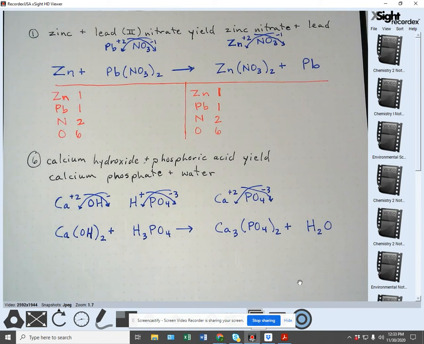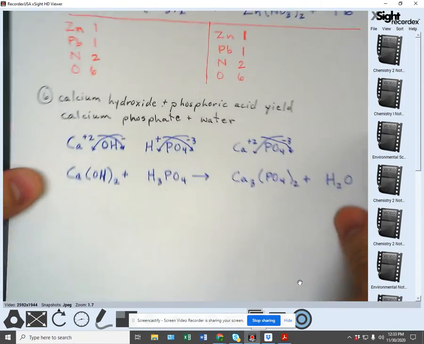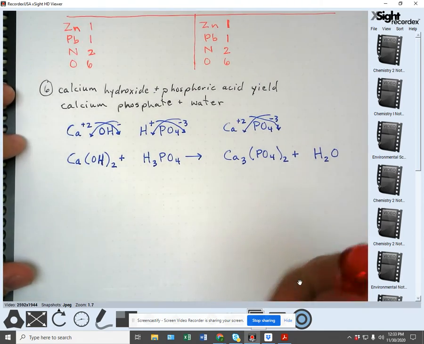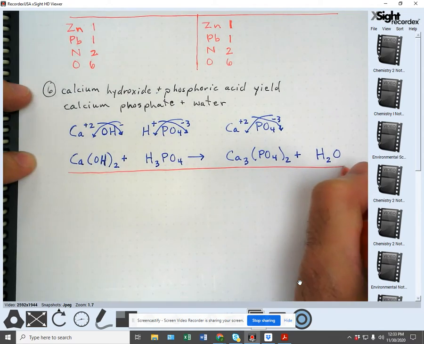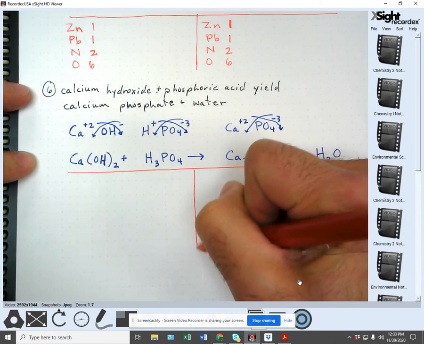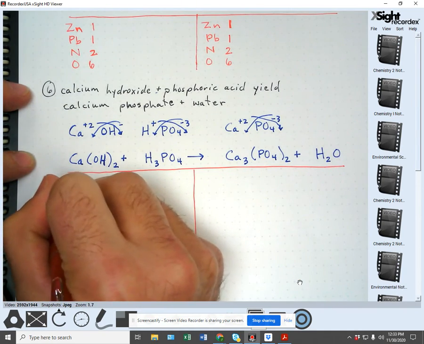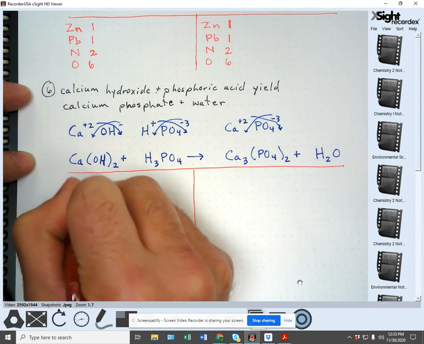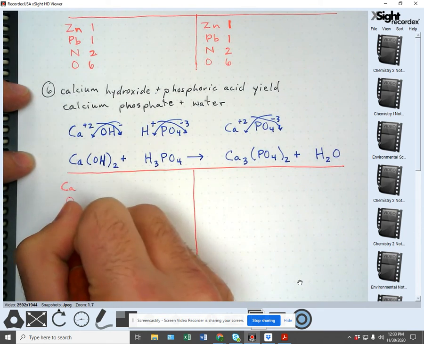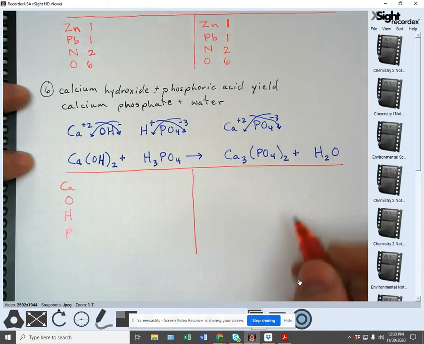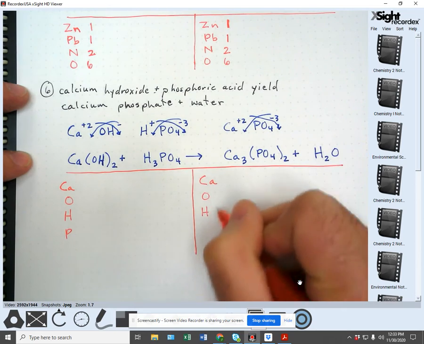Balancing. Okay, let me slide this up a little bit here. I'm going to do a T-chart here. Okay, I've got calcium, oxygen, hydrogen, phosphorus. Same thing over here: calcium, oxygen, hydrogen, and phosphorus.